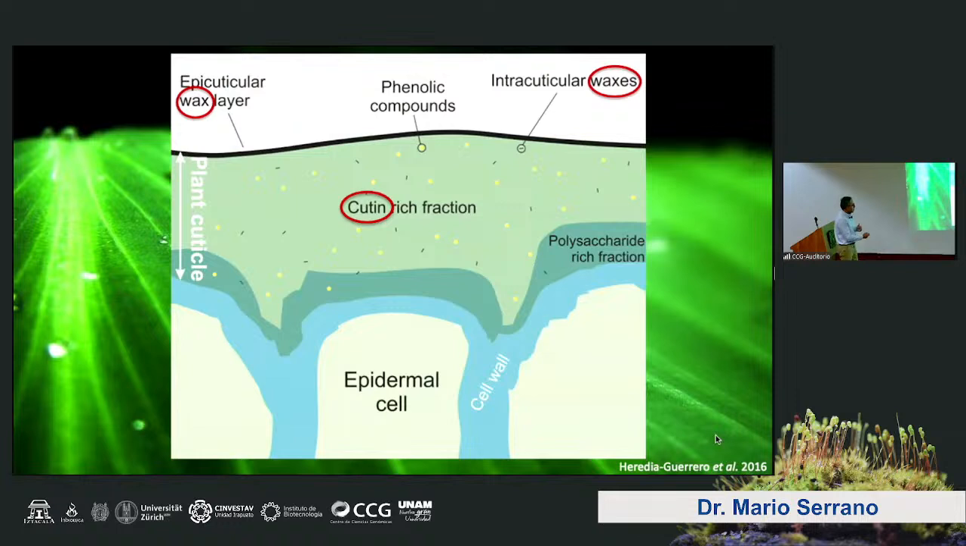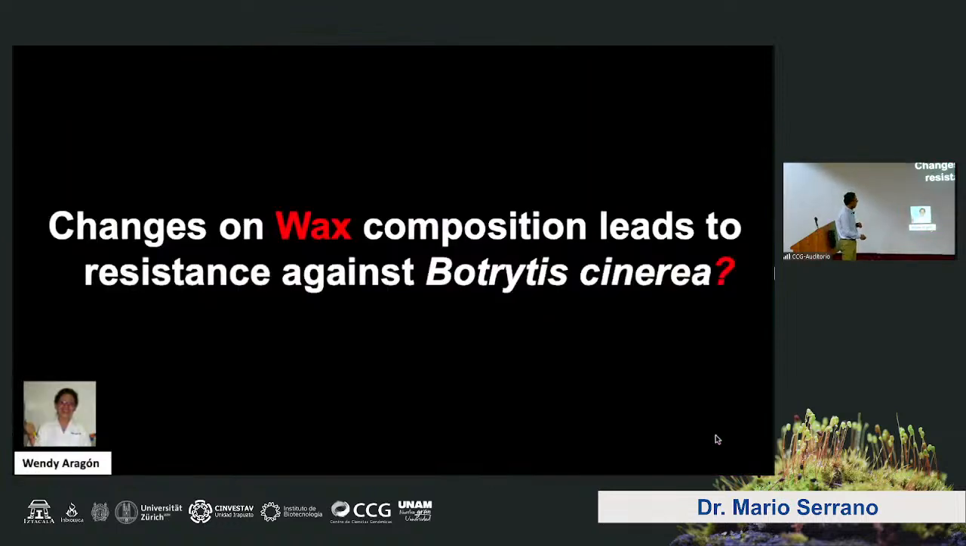Okay, this helped us to explain the cutin changes. But then we realized that for the waxes, we didn't know. So we never tried mutants related with waxes. That was the work of Wendy Aragon during her PhD, to try to answer if a change in the wax composition also leads to resistance to Botrytis cinerea.